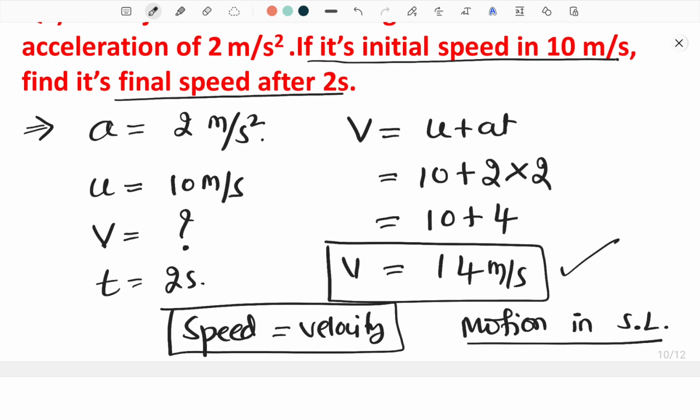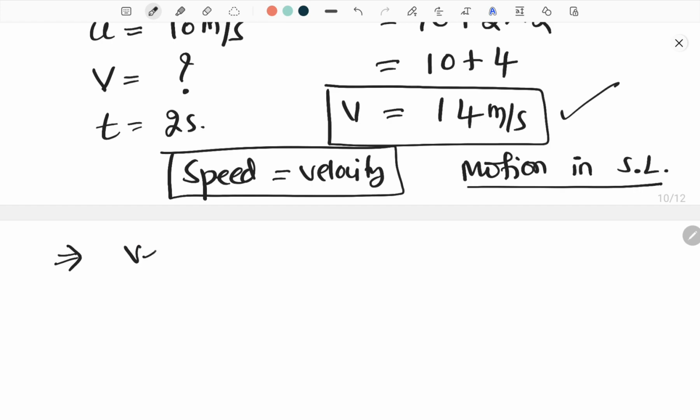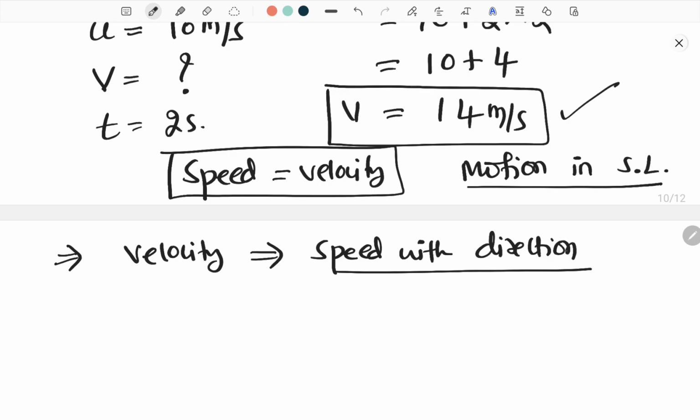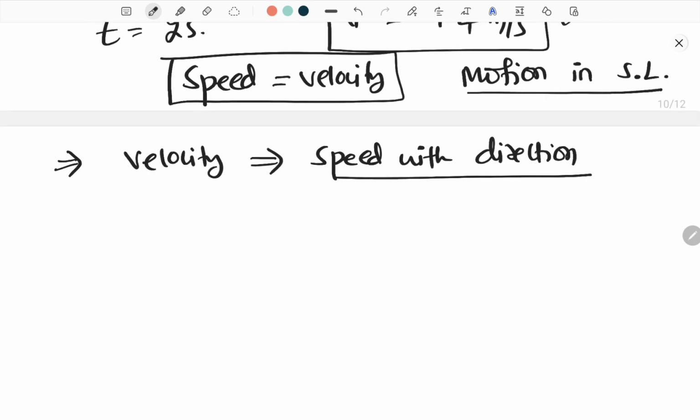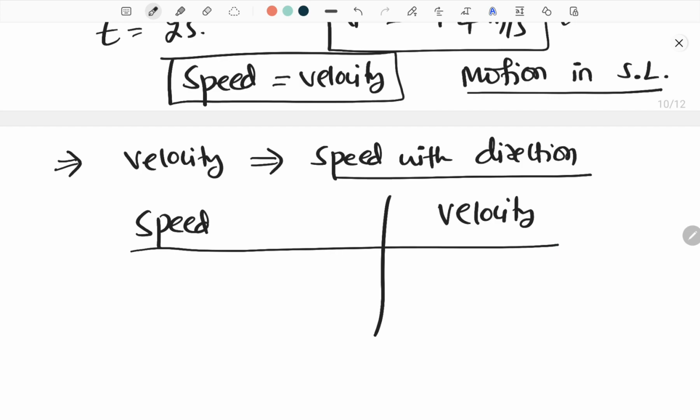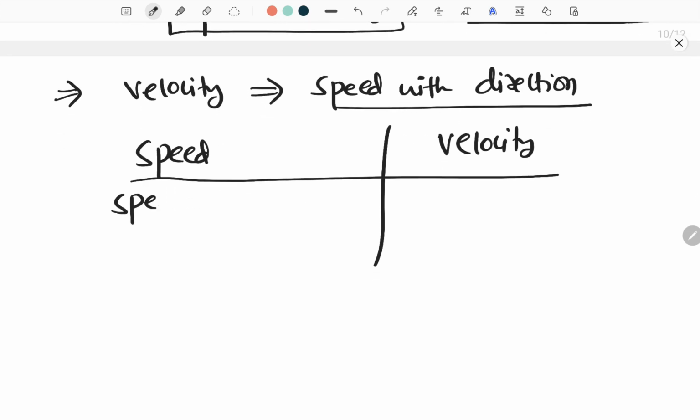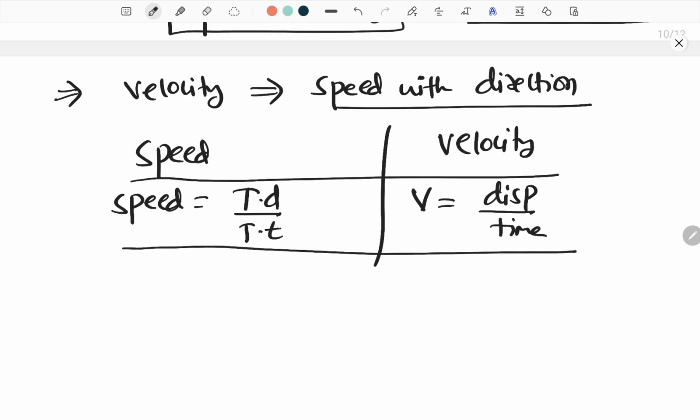Both are the same thing. It is just that velocity is nothing but speed with direction. Whenever speed is mentioned with direction, that becomes velocity. So what are the differences between speed and velocity? The first thing is speed means total distance divided by total time, and velocity is nothing but displacement divided by time. This is the first difference.